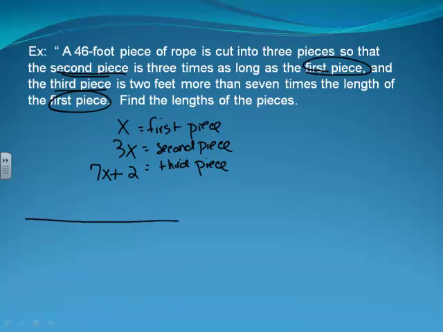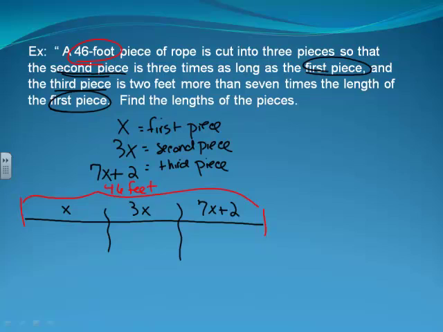So if you want to draw a picture, okay, you've got your rope now. You've got 3 pieces. Your first piece is going to be x. Your second piece is 3x. Your third piece is 7x plus 2. Notice they tell you that the original length of the entire rope from end to end is 46 feet. So you can see easily with this picture that if you add all 3 of those pieces together, that will be equal to 46.